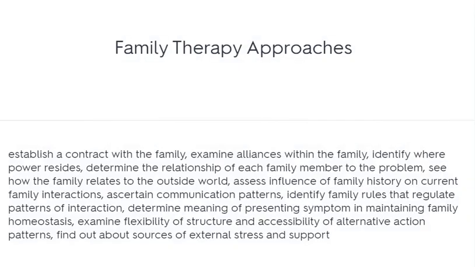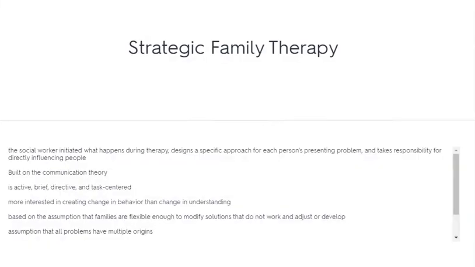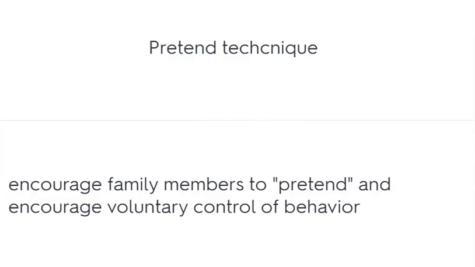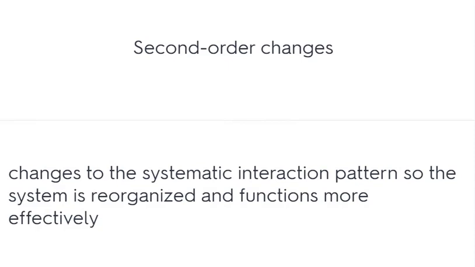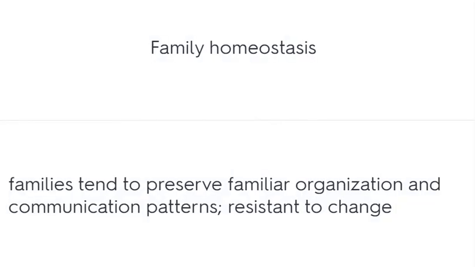Family therapy approaches. Strategic family therapy. Pretend technique, encourage family members to pretend and encourage voluntary control of behavior. First-order changes, superficial behavioral changes within a system that do not change the structure of the system. Second-order changes, changes to the systematic interaction pattern so the system is reorganized and functions more effectively. Family homeostasis, families tend to preserve familiar organization and communication patterns, resistant to change.